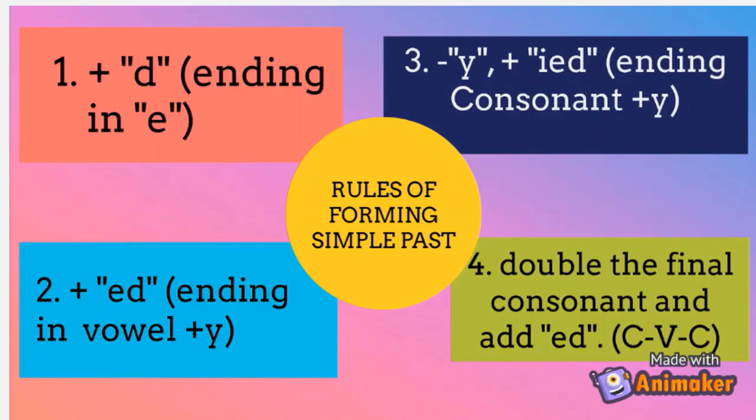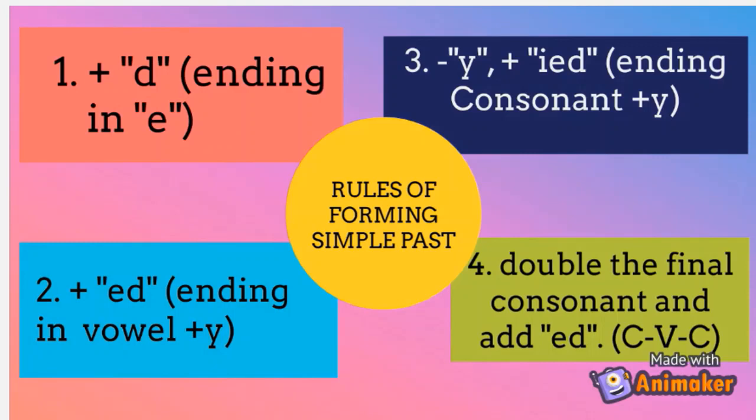Alright, the second rule, plus ED for words ending in vowel followed by Y. For example, the word play. So you have to plus ED and it becomes played. And rule number 3, remove Y and plus IED for words ending in consonant followed by Y. Okay? For example, cry. So we have to remove Y and plus IED and it becomes cried.